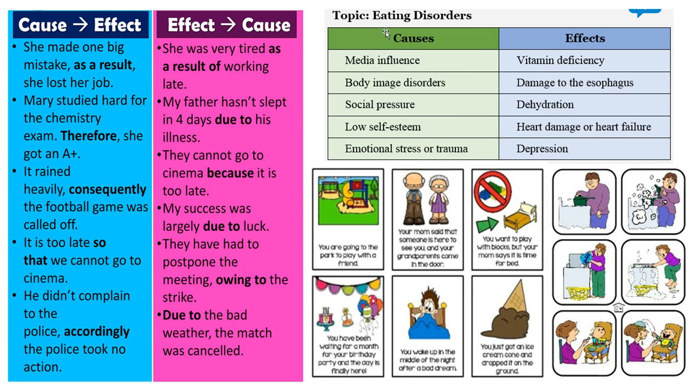Then this is the eating disorder. This is the best example of the cause and effect approach: media influence, vitamin deficiency, body image disorder, damage, like that. This is the best cause and effect example of eating disorder. These diagrams represent the significant impact of cause and effect methods.